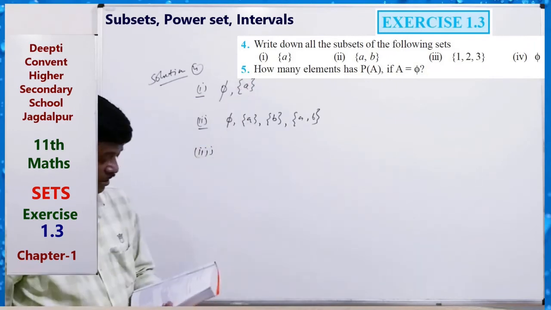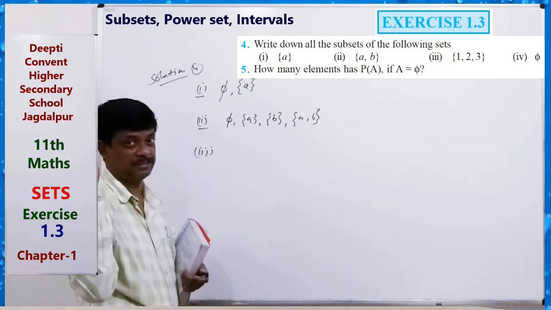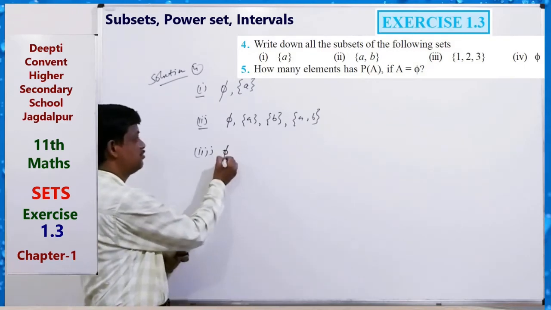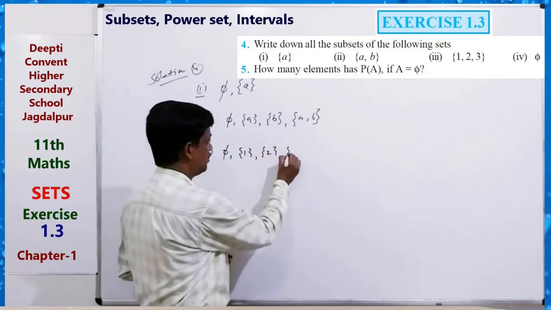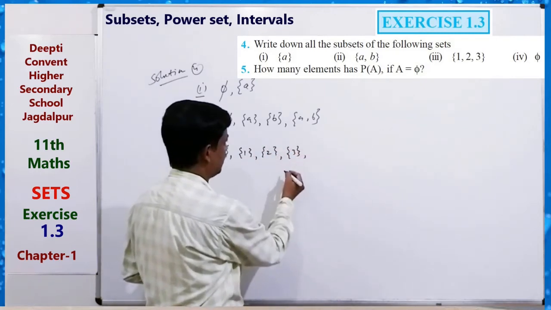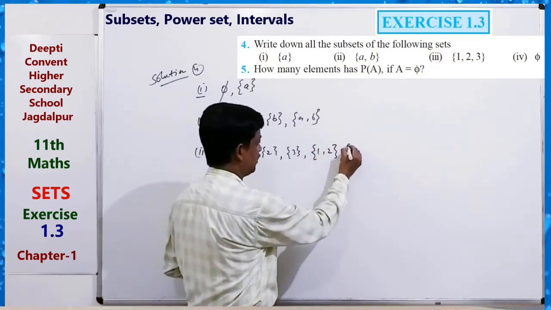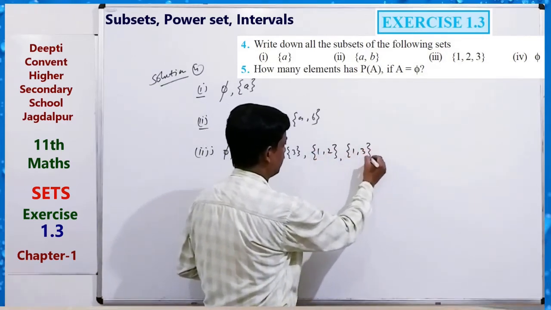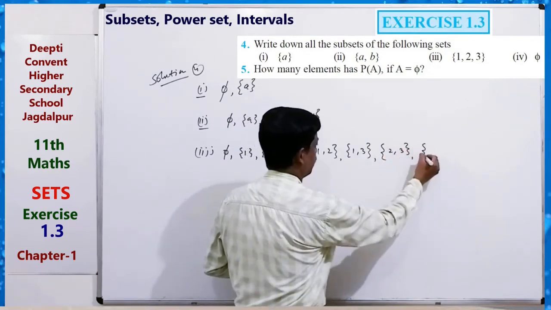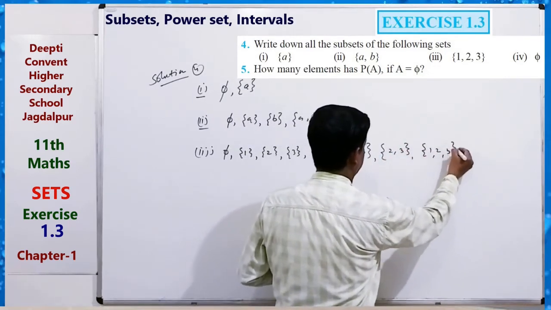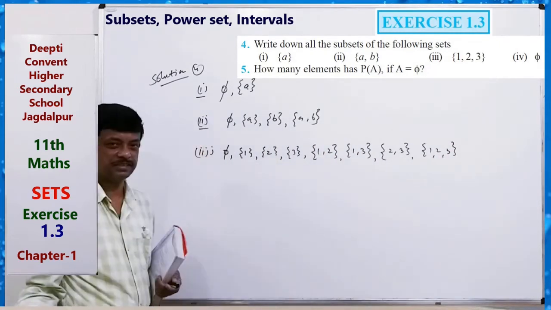Third is what? Third is {1, 2, 3}. 3 elements. 8 subsets will be there. So phi, {1}, {2}, {3}, and then {1, 2} may be taken, {1, 3} may be taken, {2, 3} may be taken, and {1, 2, 3} may be taken. 1, 2, 3, 4, 5, 6, 7, 8. These are the subsets. Okay.